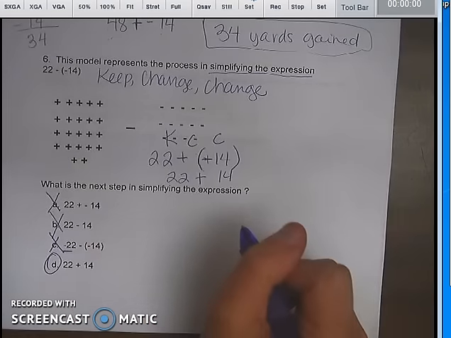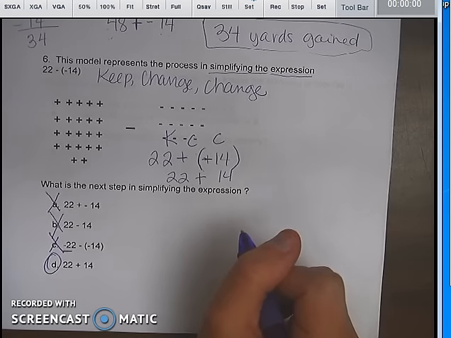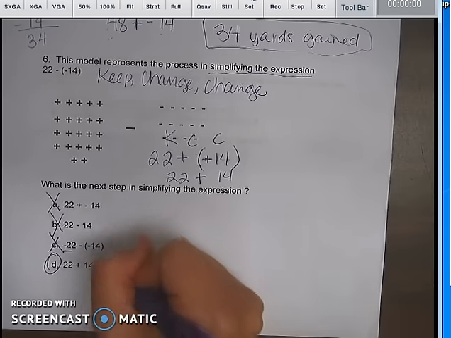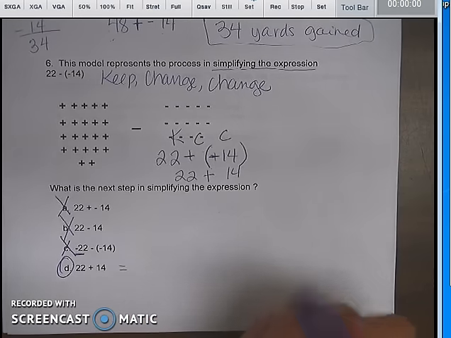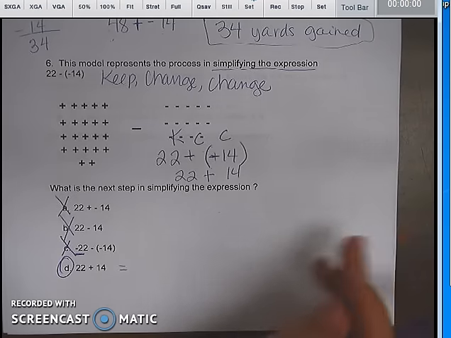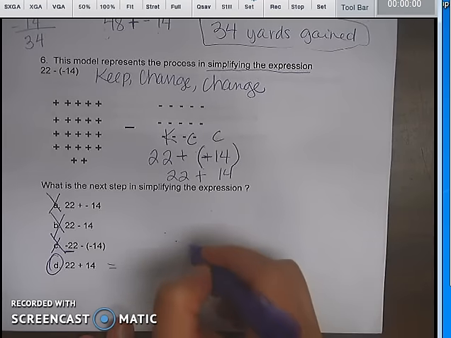Now, on your actual test, there is going to actually be an equal sign. Guys, cross out your 0 pairs. Do it like you're supposed to, and you will get the right answer. This is what I like to call freebies.